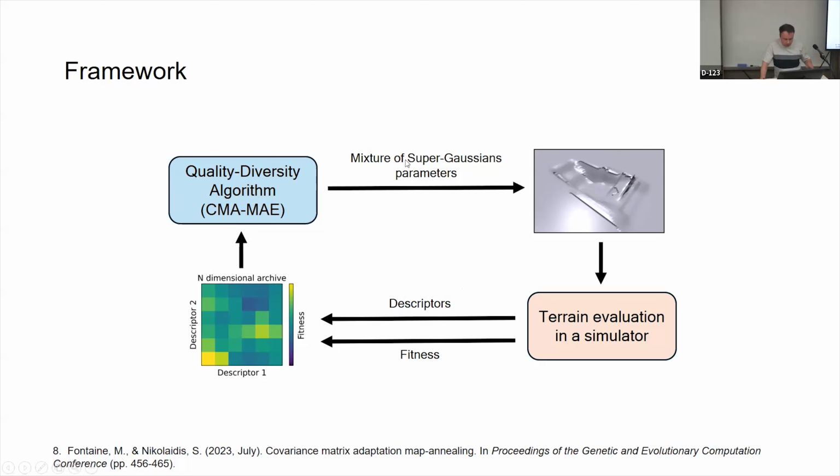So we do this in a loop for as many iterations as we want. And the output of the algorithm is this n-dimensional archive containing terrains, where basically each cell corresponds to a terrain with a specific failure case.